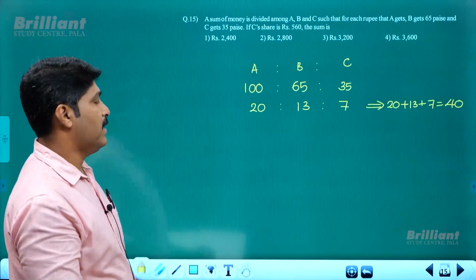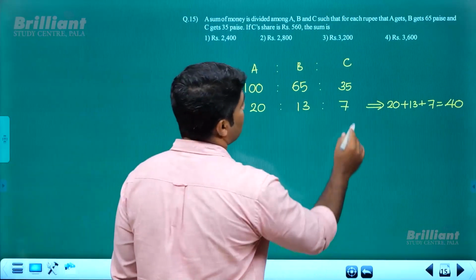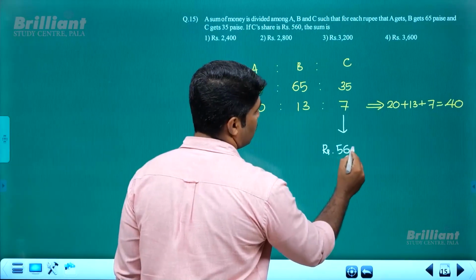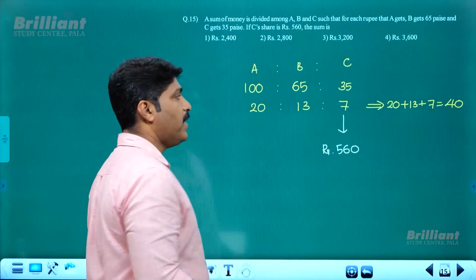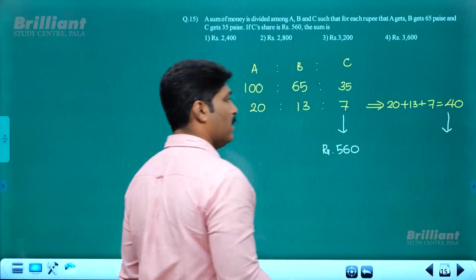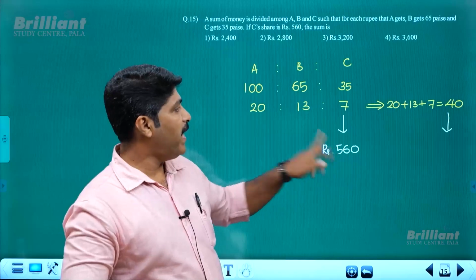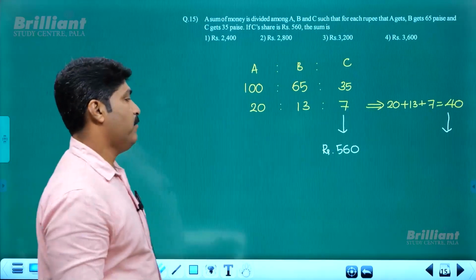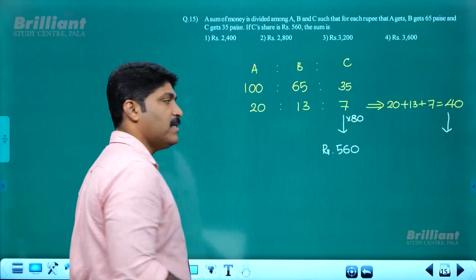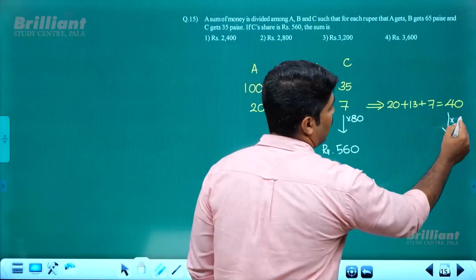So now we can connect it. It is given that C got 560. C got rupees 560. Then we have to find out what will be the total amount here. What is the total here? That is 40. So you just observe this one. 7 into how much will make this 560? We know that 7 into 80 is equal to 560. Therefore, the total is 40 into 80.